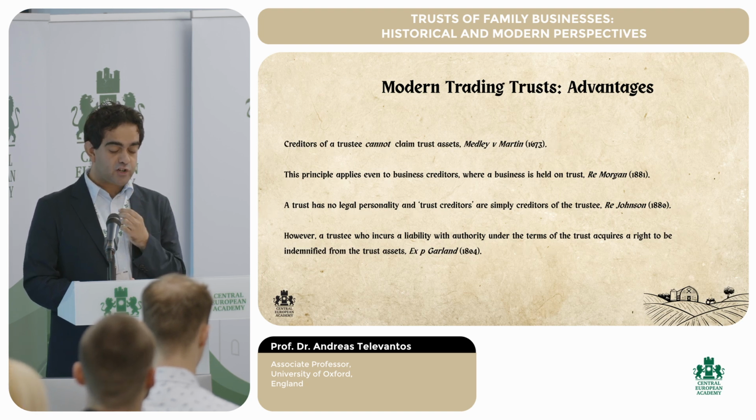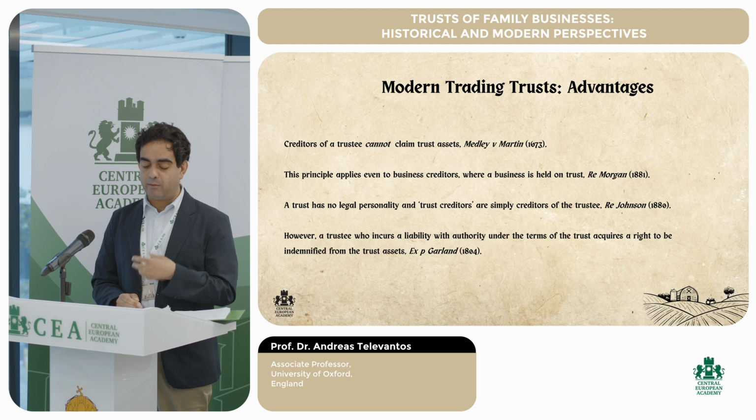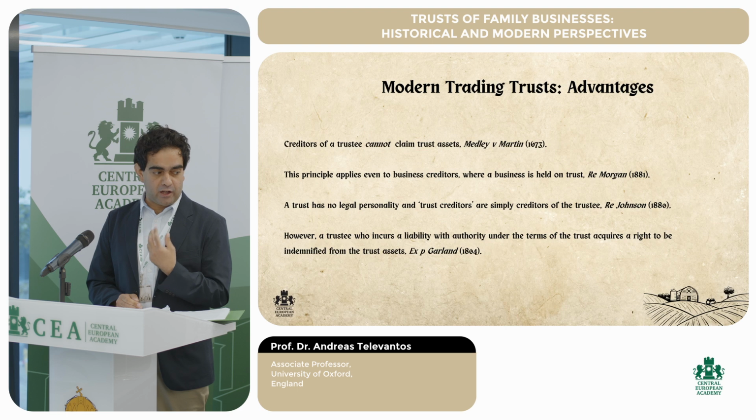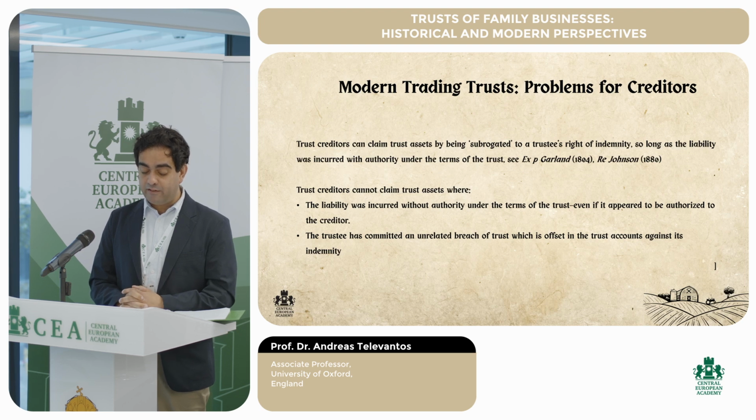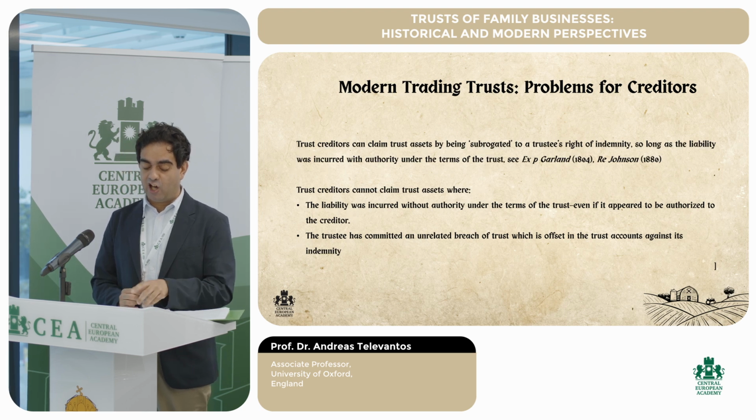This means either that the trustee can use trust assets directly to pay the trust debts, or, if the trustee pays the debts from his own beneficially held property, he can be reimbursed from the trust assets. Now, this indemnity is important not only for the trustee, but for trust creditors too. Trust creditors can claim trust assets by taking the benefit of a trustee's right of indemnity, so long as the liability is incurred with authority under the terms of the trust.